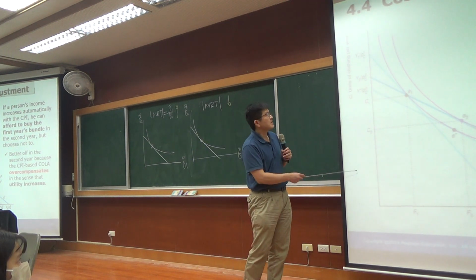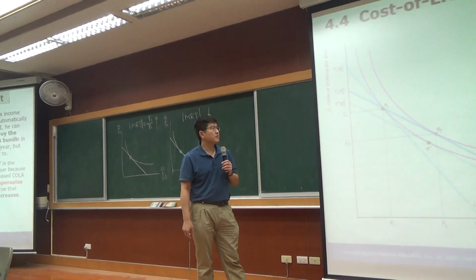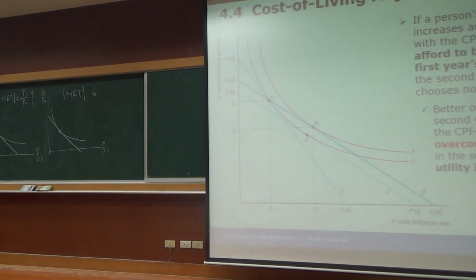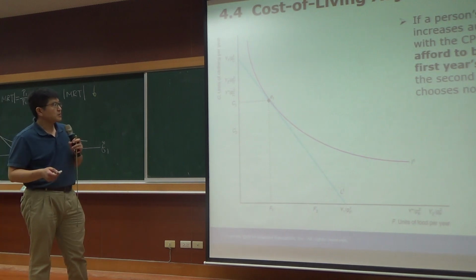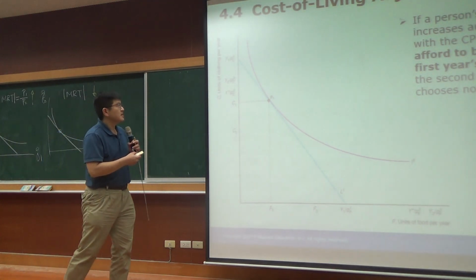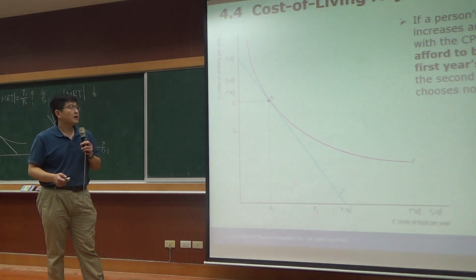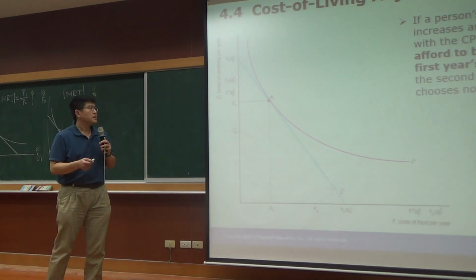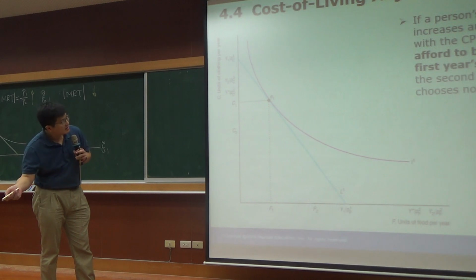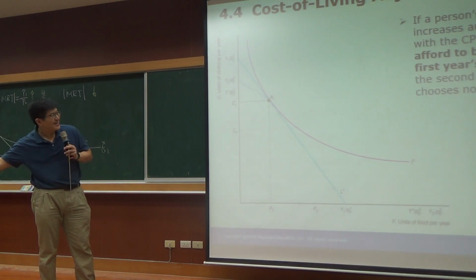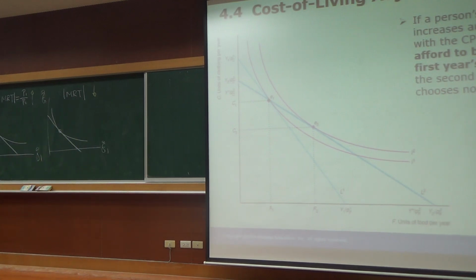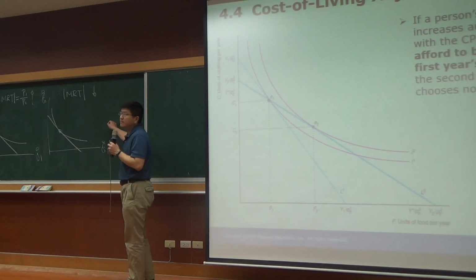So on the slide, it is one of these two. Initially, we have a budget line and an optimal solution here with an indifference curve. And what happened here? The case on the slide is like this one.